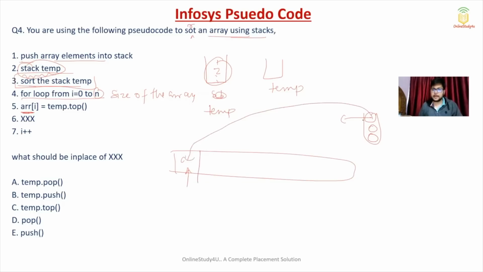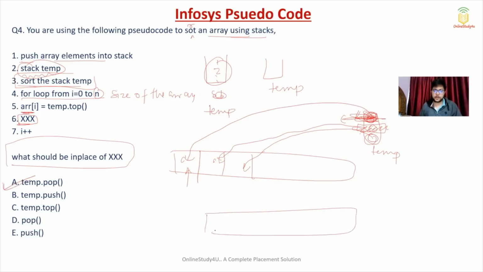And then I'll have to erase it. If this is my temp array, I have to erase it so that the next value comes on the top. And now at this position, this value goes, right? After that, I will erase it again. Now this value will be at the top, and I'll again do st.top, and now this value will be here. So what should be in place of x, x, x? How can we pop the element? How can we delete this element? Temp.pop.